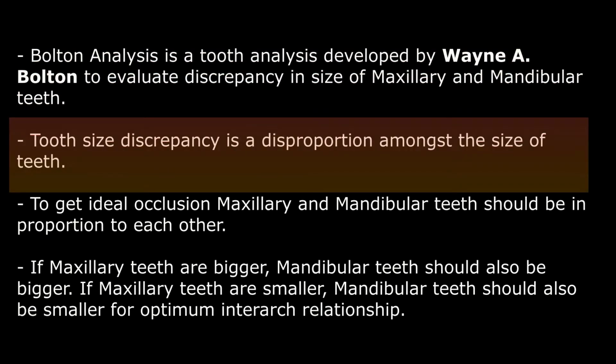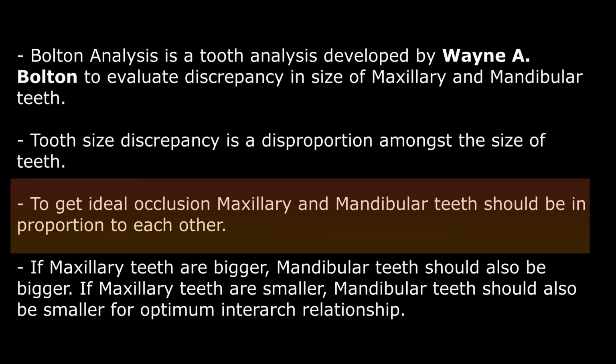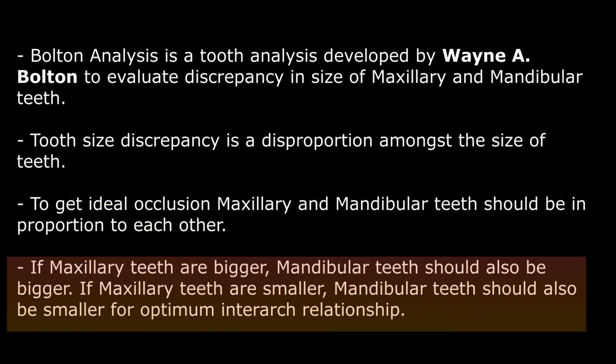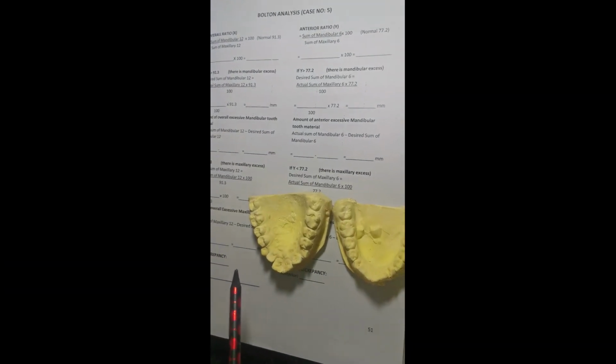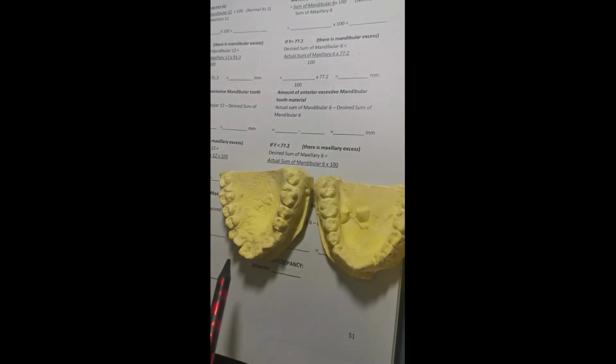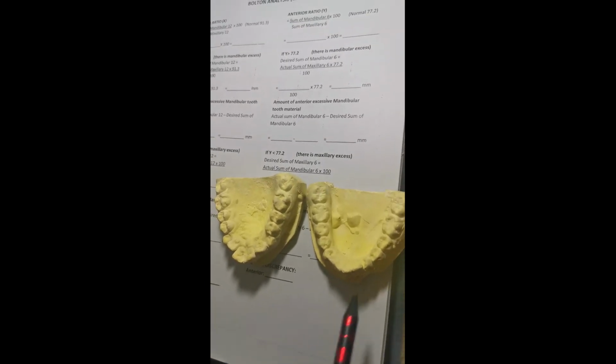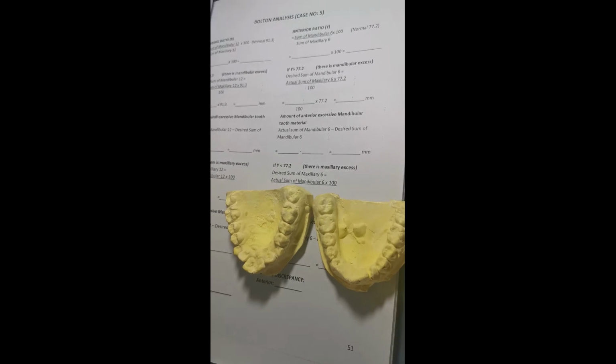Tooth size discrepancy is a disproportion amongst the size of teeth. To get ideal occlusion, maxillary and mandibular teeth should be in proportion to each other. If the maxillary teeth are bigger, mandibular teeth should also be bigger. If maxillary teeth are smaller, mandibular teeth should also be smaller for optimum inter-arch relationship. Bolton analysis will help to evaluate if upper teeth are larger or lower teeth are larger as compared to the other arch.